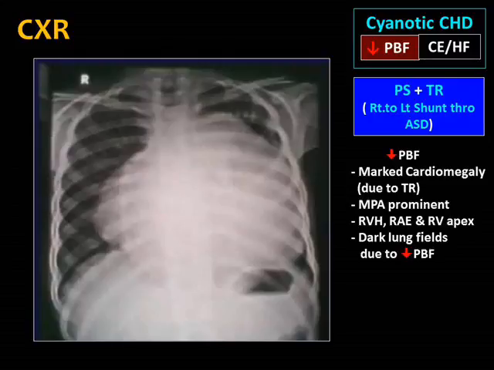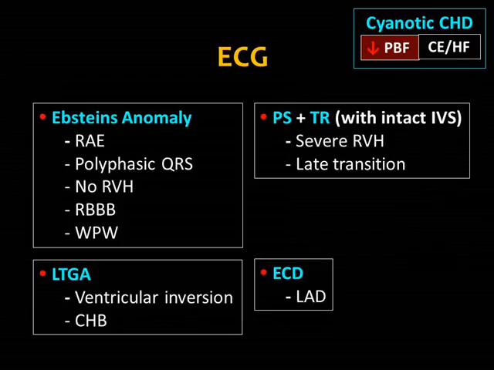There is no VSD, so RV pressure becomes very high. It produces RVH, severe high pressure TR and right atrial enlargement. This leads to marked cardiomegaly with RV apex and right to left shunt across the interatrial septum, and hence cyanosis. Also, decreased pulmonary blood flow produces dark lung fields. ECG of Ebstein's anomaly shows right atrial enlargement, polyphasic QRS, no RVH; right bundle branch block and WPW syndrome can occur. An ECG of pulmonary stenosis with TR shows severe RVH and late transition, unlike in TOF.